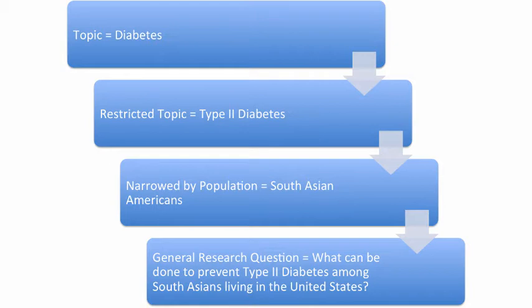So that's why I'm going to look at that population specifically, because they're so disproportionately affected by type 2 diabetes. And then I'm going to ask what can be done to prevent type 2 diabetes among South Asians living in the United States. So this question takes a topic, restricts it by looking at a specific part of that topic, then restricts it even further by looking at a specific population that is disproportionately affected, and then I can make a question out of that.